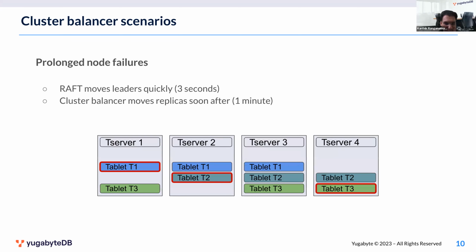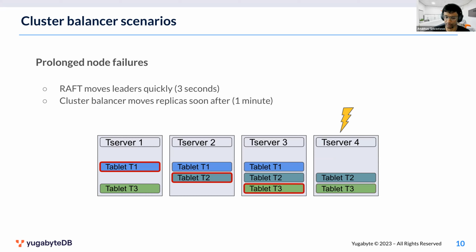Okay. And the last case I wanted to mention was if you have a prolonged failure. So this is a case where a node goes down because of maybe, let's say, a power outage. In this case, Raft, which is the protocol dealing with the tablets, will quickly notice the failure and will move any tablet leaders away to another node. This happens very quickly, almost in 3 seconds.